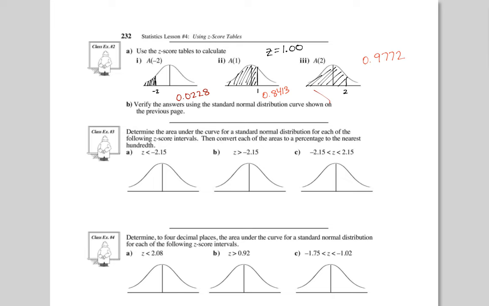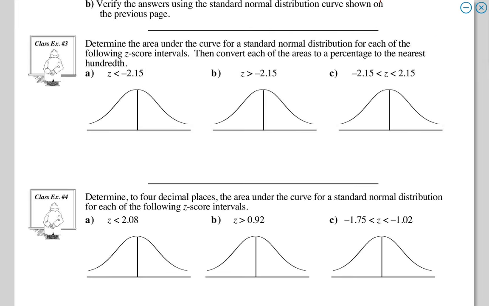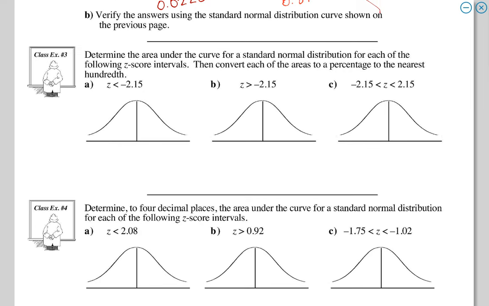Okay. So now we get to do these. 2.15 on the negative side. So it'll be roughly somewhere to the left. Negative 2.15. That's the Z score. And you shade to the left of that. Is that a very large area? No. So you're very much below average in this sense. What area for that z-score?